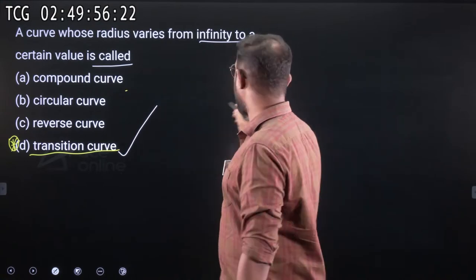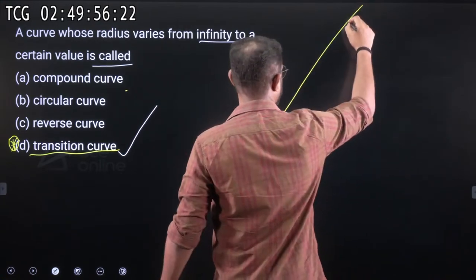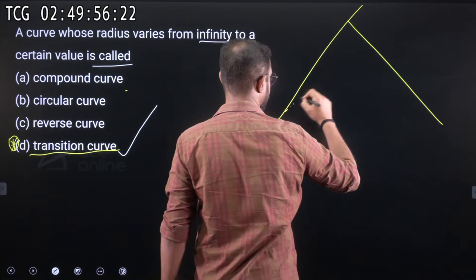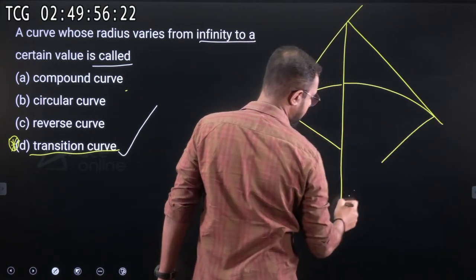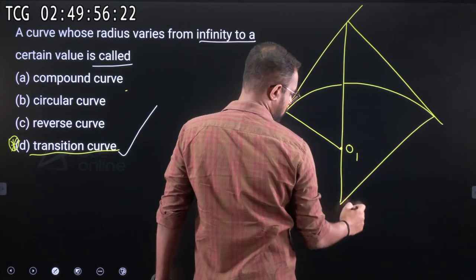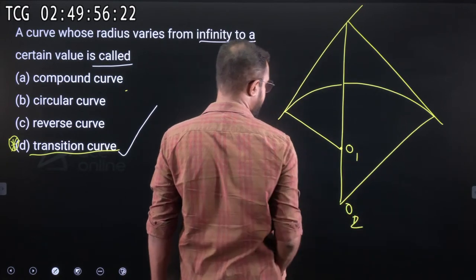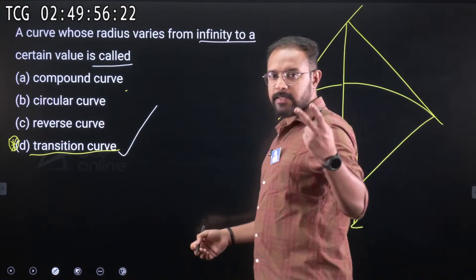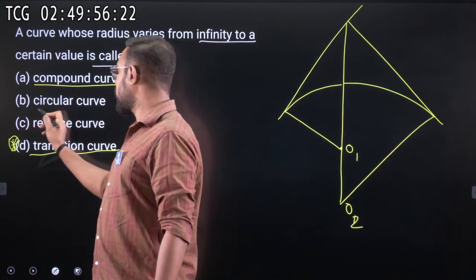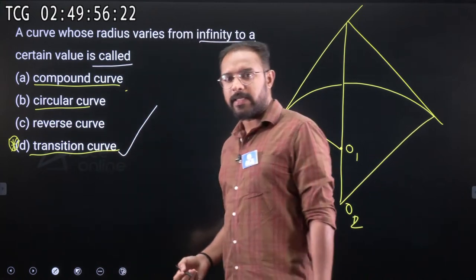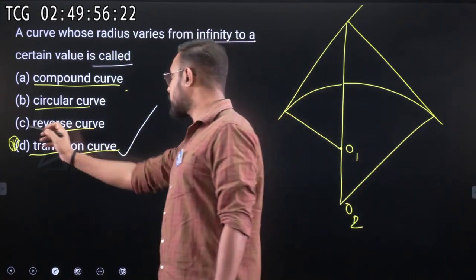What do you mean by compound curve? Compound curve means combination of two or more circular arcs. Right, so one circular arc like this and maybe another circular arc like this. Where is the center? Centers are on the same side. This is a compound curve. It's not necessary that it is two, it can be more than two also. Right, so we understand what a compound curve is. Circular curve means constant radius. That's it. What is a reverse curve?